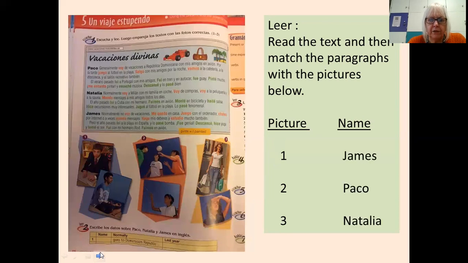Okay, so here's the answers. James was picture number 1. Here he is. He's sitting at home. He's studying hard. He's got his uniform on, so he's obviously into his studies. He's doing yoga in that picture. And that matched up with, where is he? James. Here we are.